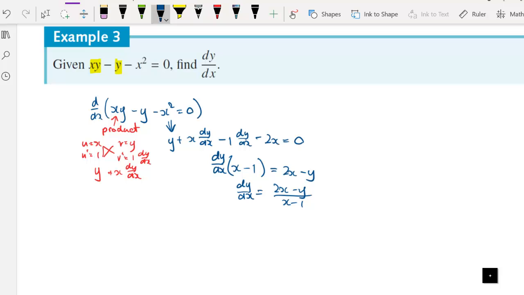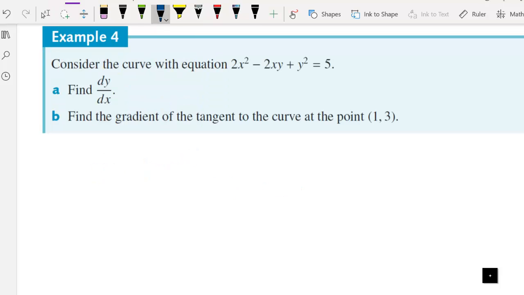So we can't simplify this anymore. So here is our derivative in terms of x and y. Nice and straightforward. Okay, so in the next example, we're considering the curve with the equation 2x squared, take 2xy plus y squared is equal to 5. Part A, we want to find dy/dx. So it's the same process, d/dx of 2x squared, take 2xy plus y squared is equal to 5.